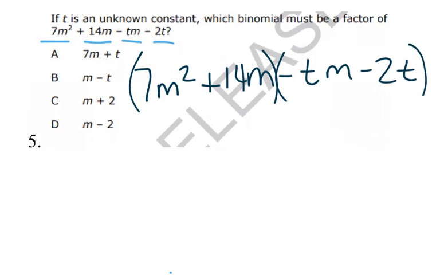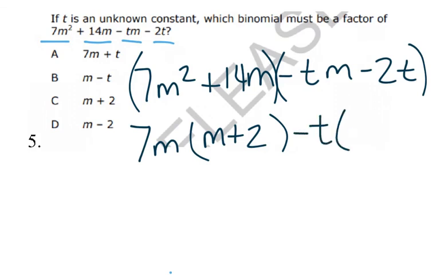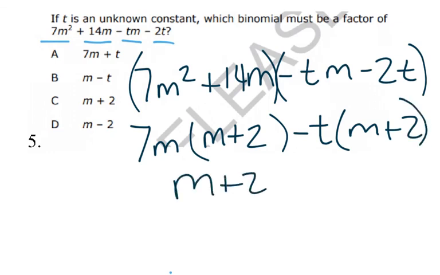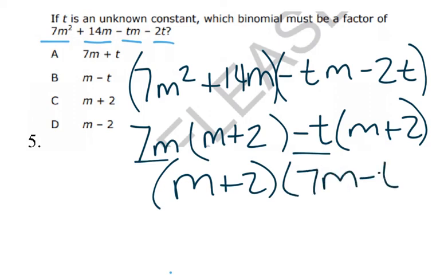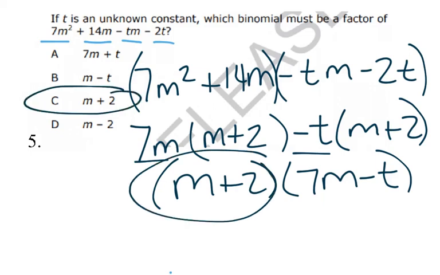If you look at that first one, they have a GCF of 7m, and remember when you take out the GCF, it's like you're dividing, so it's going to be m plus 2. The second one's a little harder. It's a negative, and they both have a t, so m plus 2. Then notice that they both have the m plus 2. And the 2 GCFs that you took out were 7m minus t. Now you're not going to see both of those, but you'll see one of them. So m plus 2 is definitely in the answer choices. So C is my answer.